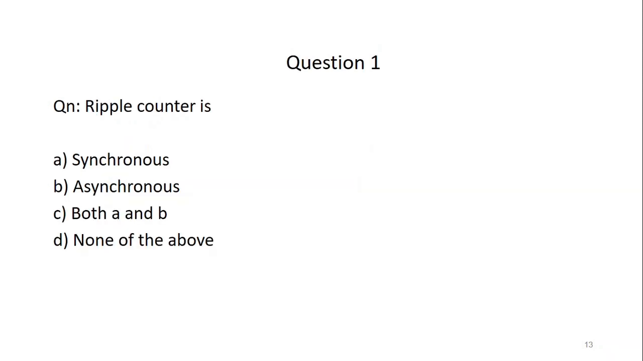So now it's time for some questions. A ripple counter is: synchronous, asynchronous, both A and B, or none of the above. A ripple counter is asynchronous. The two types of counters are asynchronous and synchronous. Ripple counters are asynchronous in nature, where the clocks are not connected simultaneously to all the flip-flops.